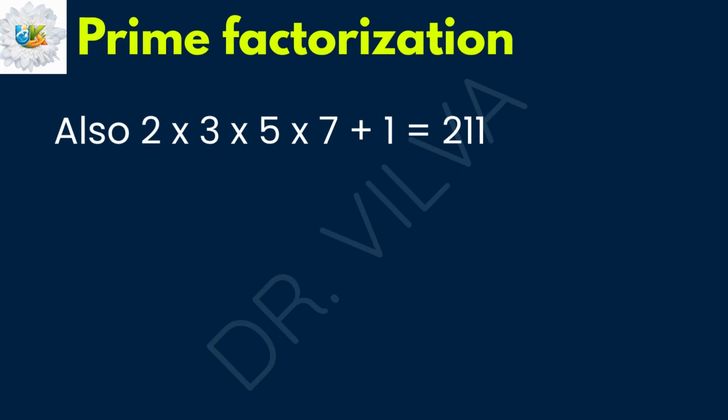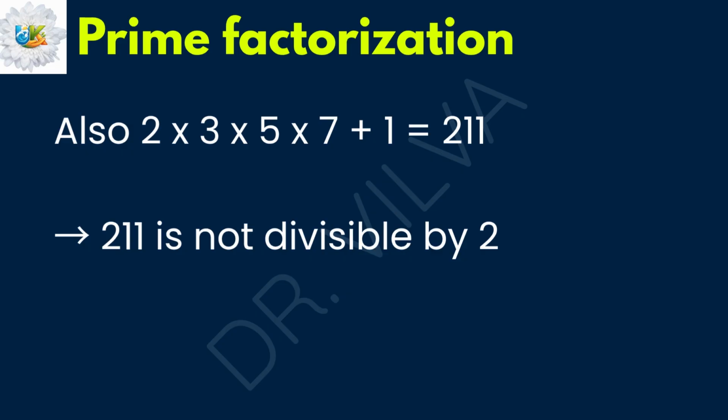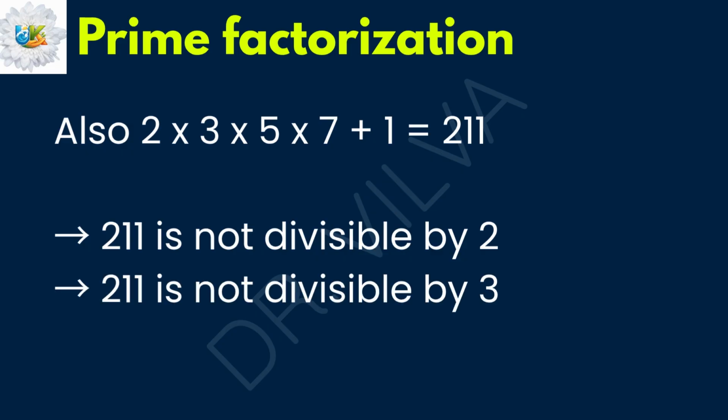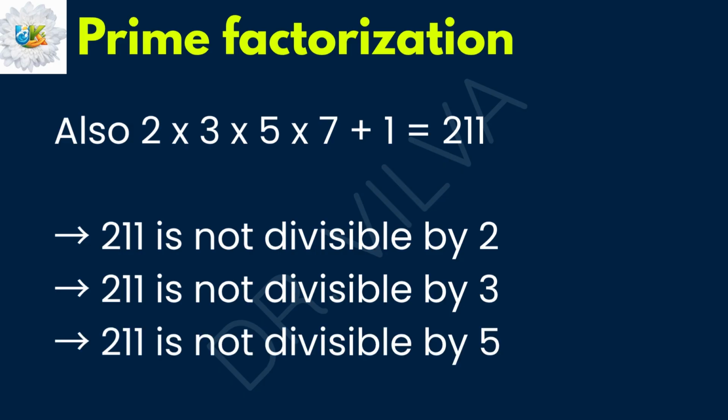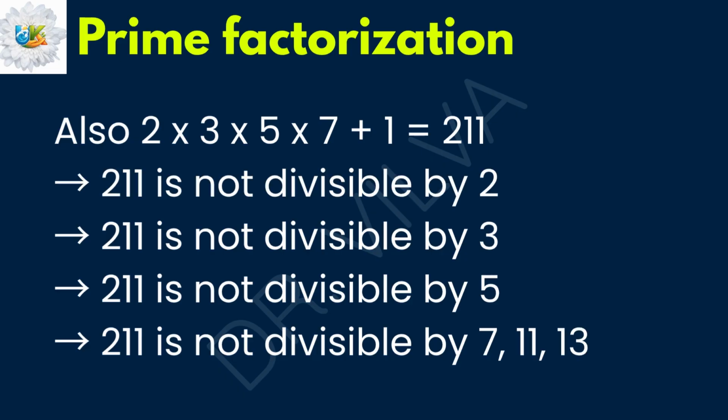211. Now, we need to check if 211 is prime or composite. The number ends with 1. It means it is not an even number. It's not divisible by 3 because 2 plus 1 plus 1 is 4. 4 is not divisible by 3. Last number is not 5 or 0. Therefore, it is not divisible by 5. I have used a trick here that I will share with you shortly.